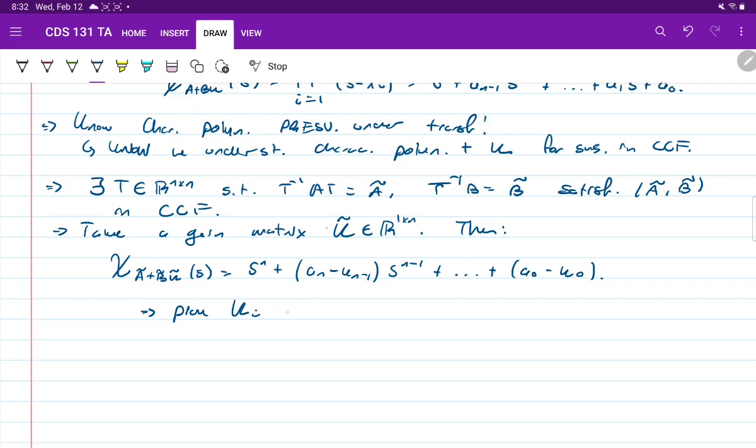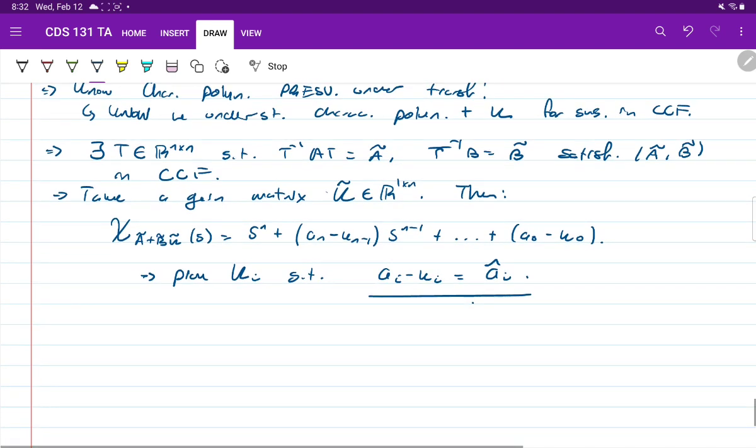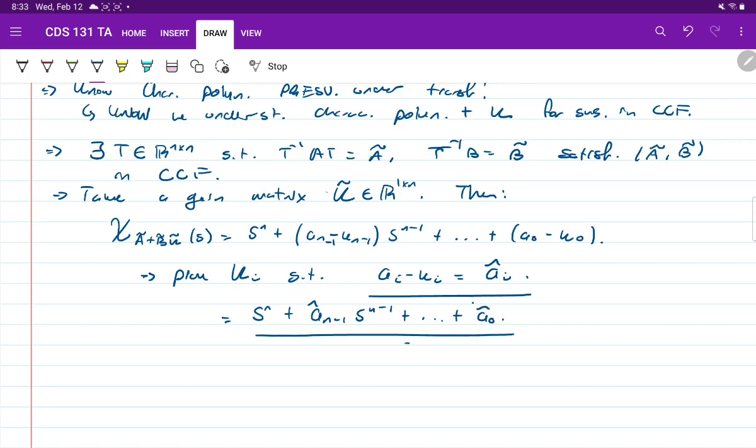I pick k i such that a i minus k i is equal to my a i hats, where these a i hats are my desired characteristic polynomial coefficients. So under this choice of k, this characteristic polynomial is exactly equal to the desired one, plus a n minus 1 hat, s to the n minus 1, plus a naught hat. When we pick this particular choice of k, which matches each of these coefficients, the characteristic polynomial of a tilde plus b tilde k tilde is exactly my desired characteristic polynomial. So it now matches the desired polynomial.